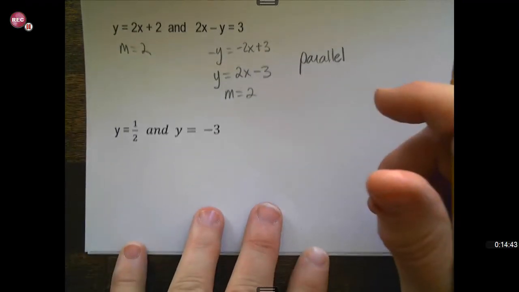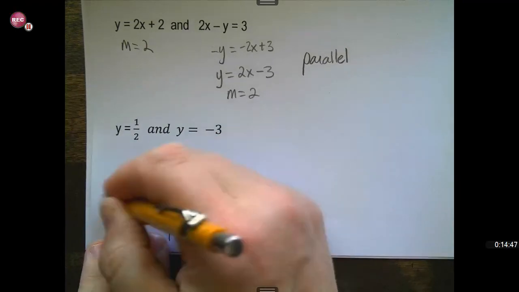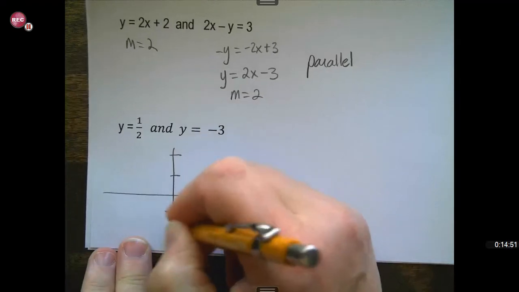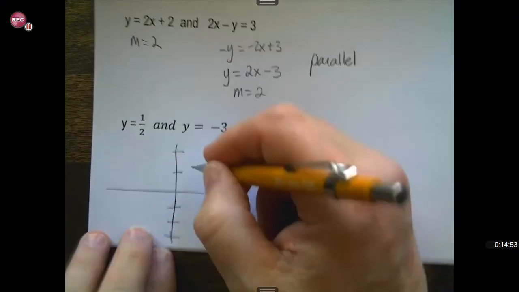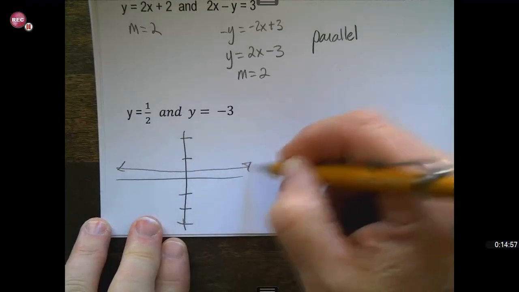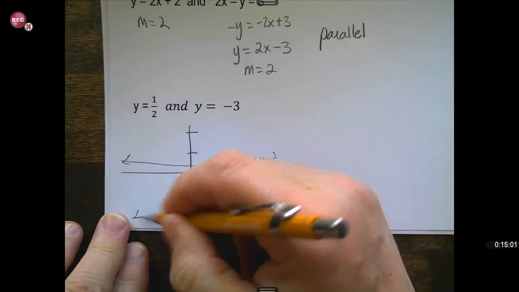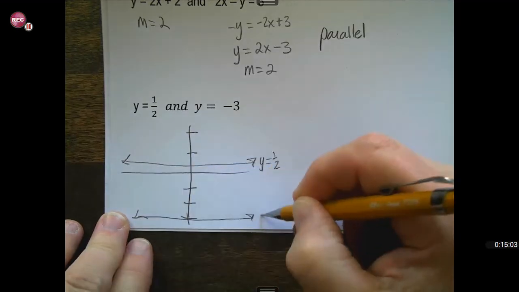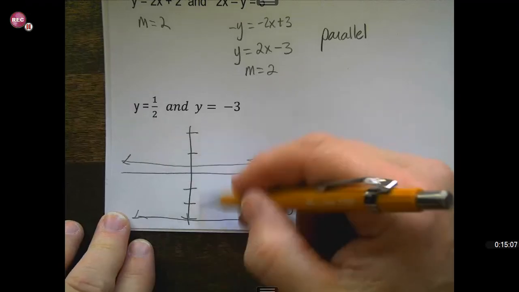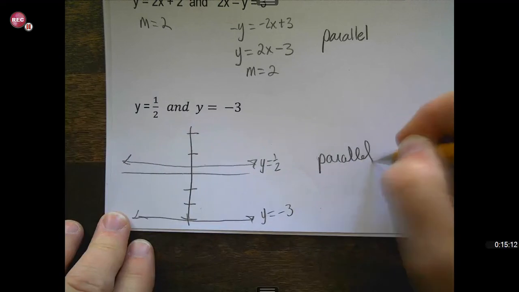Down here, they're giving us some special lines. They're giving us the line y equals 1/2, which is this horizontal line. And they're giving us the line y equals -3, which is this horizontal line, and these two horizontal lines obviously have to be parallel. Okay.